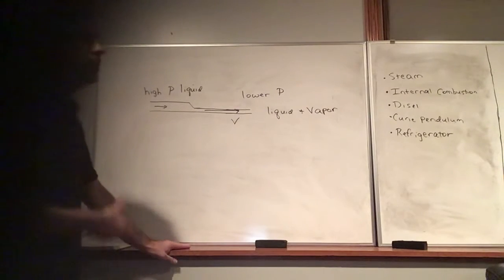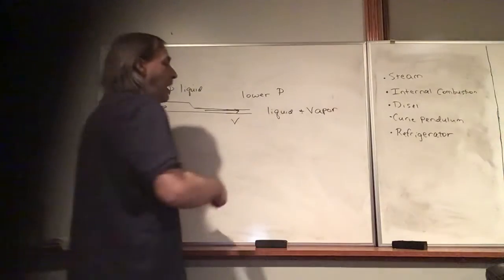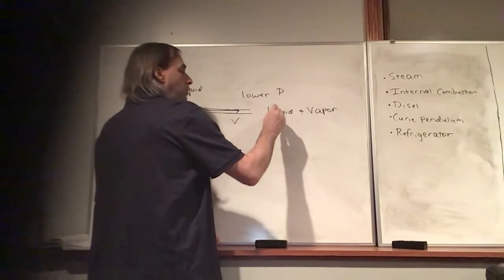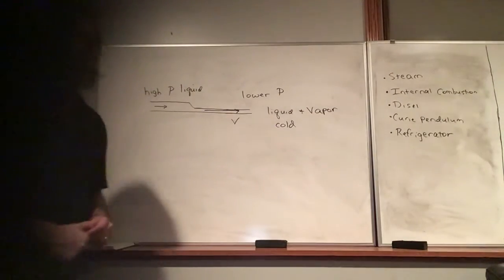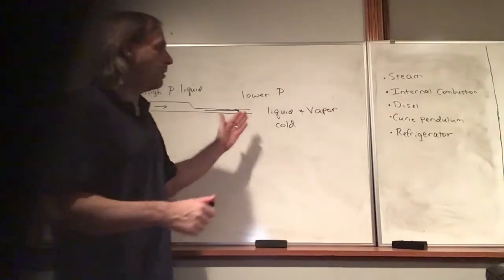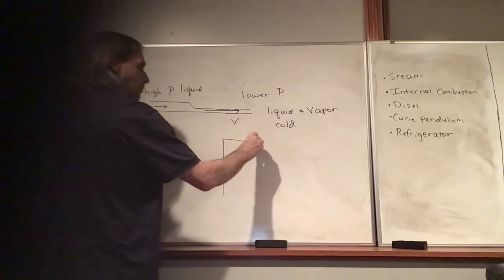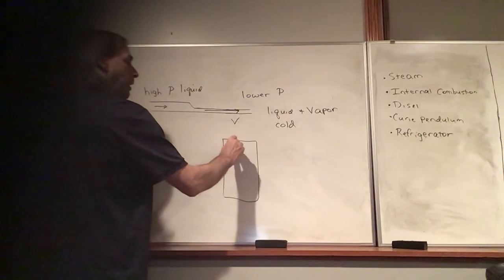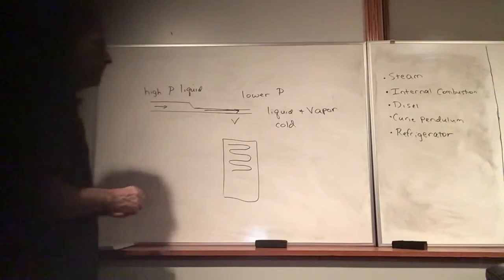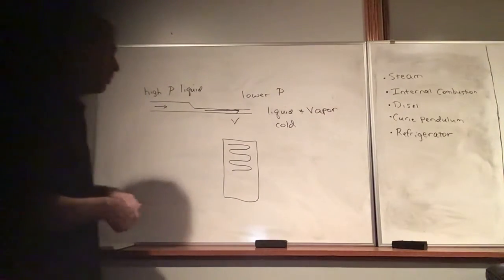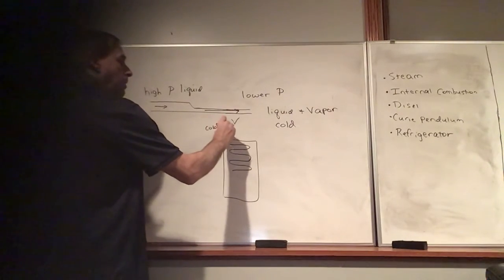And now it's a mixture. Oh yeah, and so this evaporation process cools it off. So now it's a cold liquid and vapor mixture. And so this is what goes, let's say that you open the door of your refrigerator. You're looking in the refrigerator and there are these coils that carry that fluid. So we've got this cold mixture coming in.